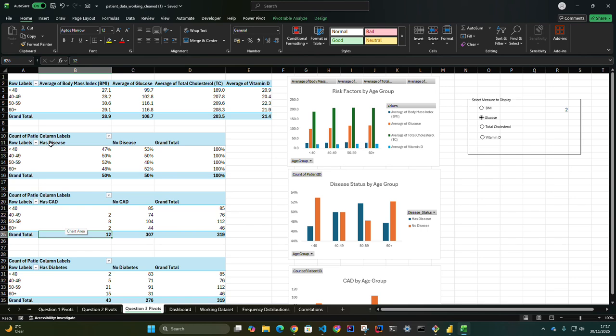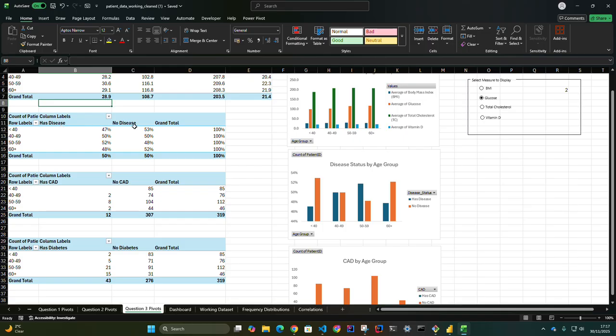I'll go to question 3. So these are age group related pivot tables. You can see the risk factors by age group. It's clear to see the trend that as age increases, so do the risk factors. You can see BMI increases, glucose increases, as well as cholesterol and vitamin D. That's another one here: disease and no disease between the different age groups, but it's almost similar between each age group, which is represented here.